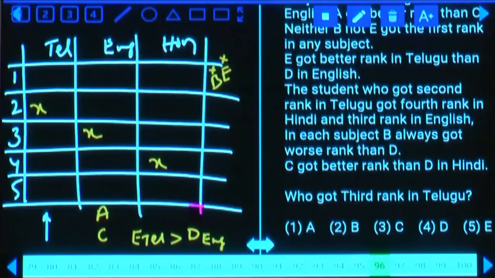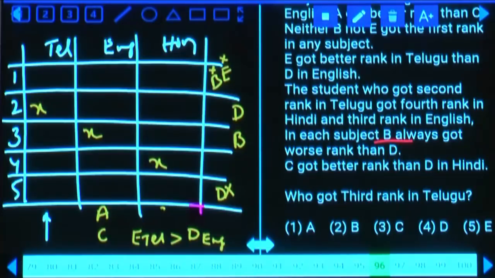The next one, in each subject, B always got worse rank than D. B always got worse rank than D means B must always be lower than D. As B is always below D, what can you infer from this? Can D get the last rank? Can D get the 5th rank in any one of these 3 subjects? No. D cannot be here, because if D is here, B must follow, which is not possible, isn't it?